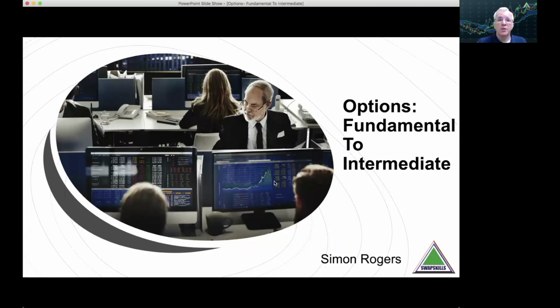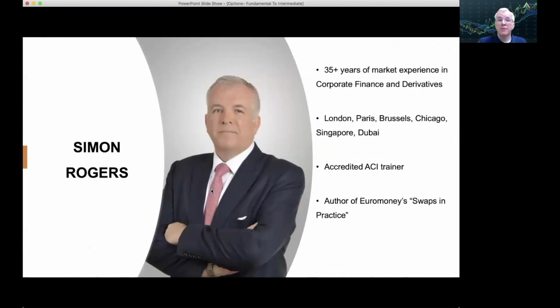Welcome to this overview on options. I'm going to look at options from the fundamental to intermediate level, and what I want to do is to start off explaining my background, explain what we're going to cover, and then we'll take it step by step from there. And there'll be a soft copy of the material that's going to be made available to you.